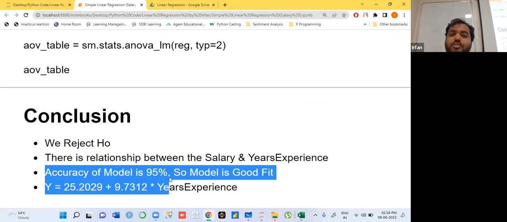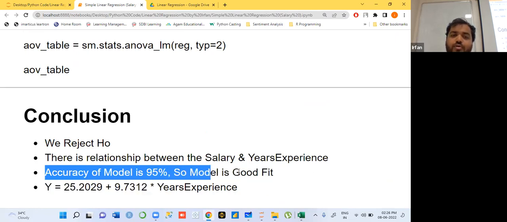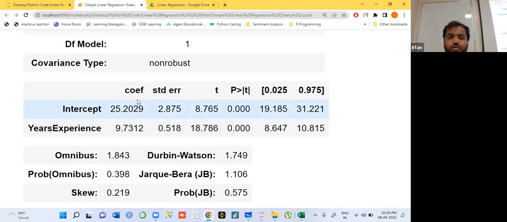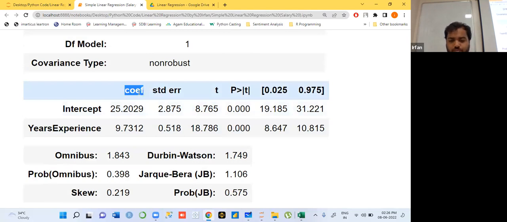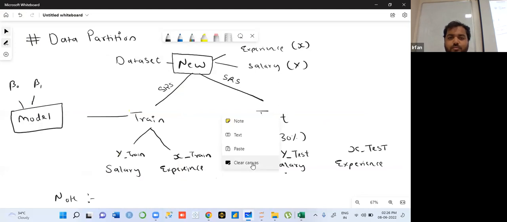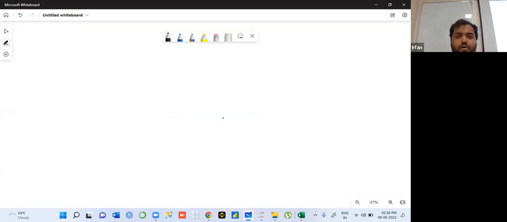Accuracy of the model is 95%. So the model is a good fit. The same way I make you write the theory, guys. Till you're clear. After that, we have to write the equation. So you have to look at the coefficient column and tell me the values. Right, this is called the equation.